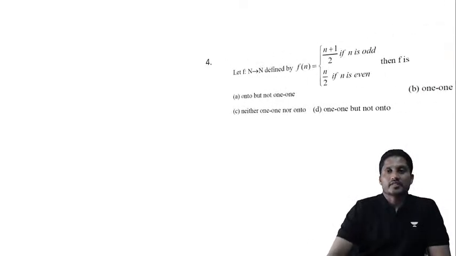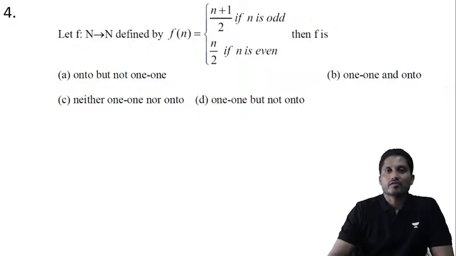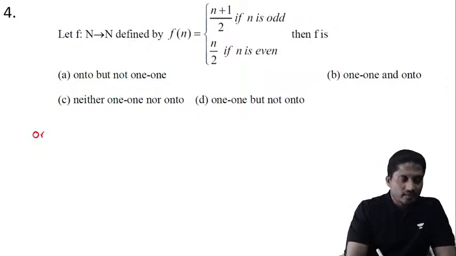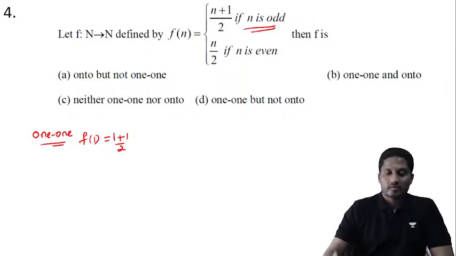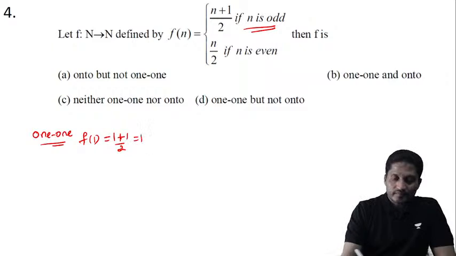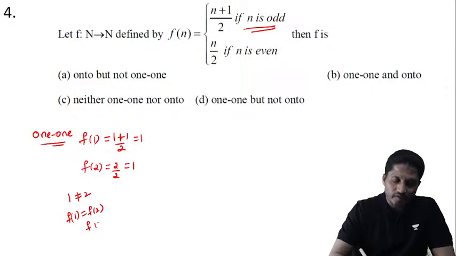Right, let's move to the next question. I should check whether this function is 1 to 1 or on to. Okay, suppose 1 to 1, that is injectivity, f of 1 is equal to 1 plus 1 by 2. According to the question, if it is odd, then it is n plus 1 by 2, which is equal to 1. And f of 2 is equal to 2 by 2, which is equal to 1. 1 and 2 have the same image, that's why it is not 1 to 1. 1 is not equal to 2, but f of 1 is equal to f of 2. Different inputs having the same output, therefore it is not 1 to 1.